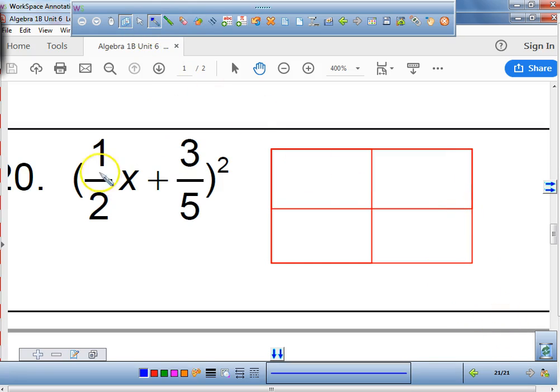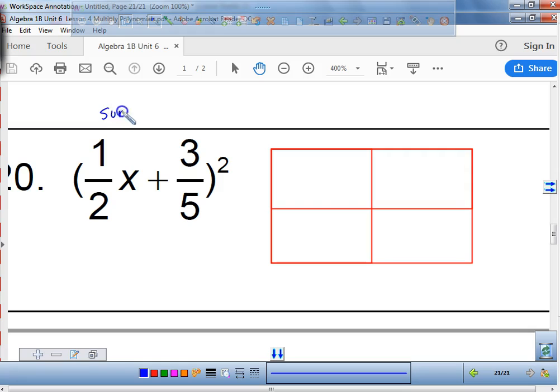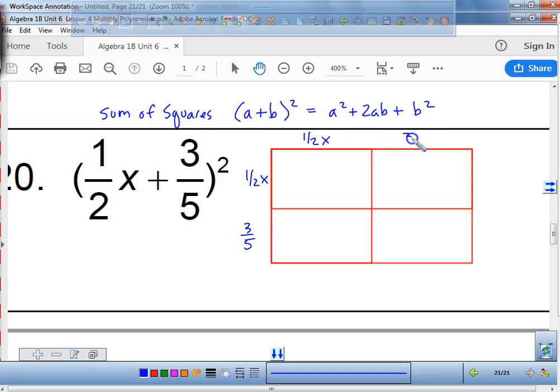Now, this says 1/2 x plus 3/5 squared. This is what's called a sum of squares. If you Googled sum of squares, this is probably what it would say: a plus b squared equals a squared plus 2ab plus b squared. Now this is a harder thing to recognize, but it actually is pretty easy once you get used to it. So right now we're just going to do 1/2 x, and here we're going to put 3/5. Right here we're going to put 1/2 x, and another 3/5.